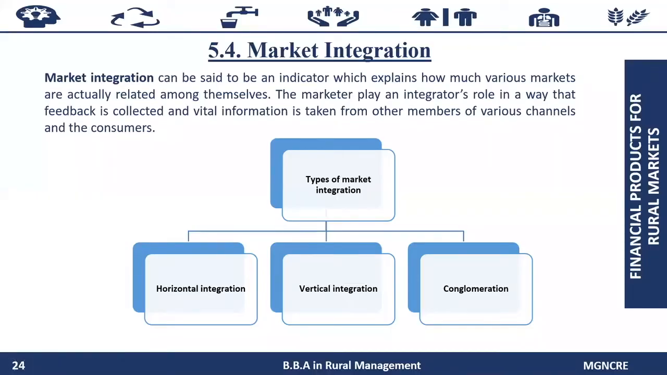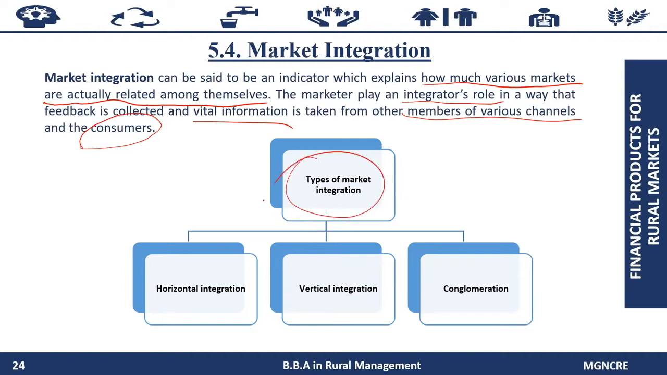So let's proceed. Market integration can be said to be an indicator which explains how much various markets are actually related among themselves, the mutual relationship among the various markets. The marketer plays an integrator's role in a way that feedback is collected from, and vital information is taken from, the members of various channels and also the consumers. There are three types of market integration: firstly, horizontal integration, then vertical integration, and conglomeration.